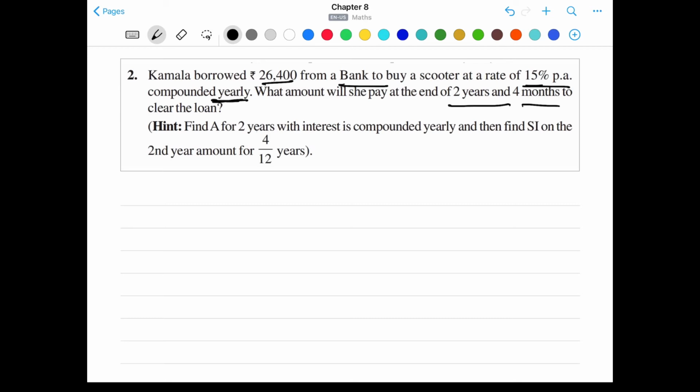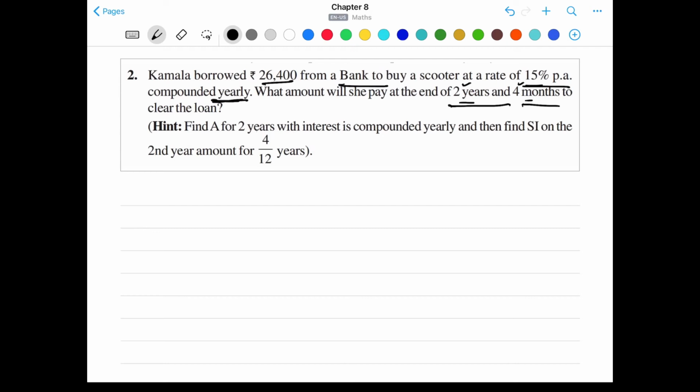So the rate of interest is per annum, and interest is also compounded yearly or annually. Okay, so the time period here is 2 years and 4 months. That means we have 2 complete years, and after this we have 4 months. So first we'll calculate the compound interest for the 2 years, and on the amount that we get after the 2 years, we'll calculate the simple interest for 4 months, taking that amount as the principal amount.